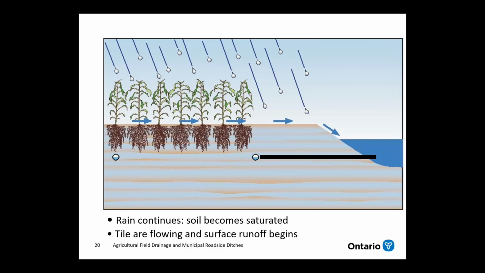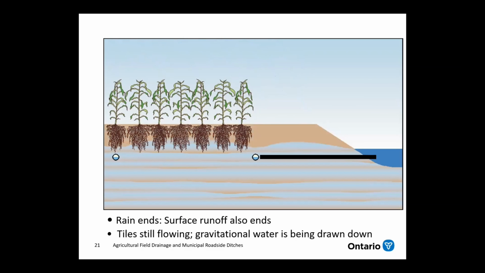Okay, rain continues again. It could be a very high intensity thunderstorm where the rate of infiltration isn't high enough to absorb all the water. And so we end up getting either a soil saturation condition or a very high top level of the soil being saturated, where we now get runoff. So tiles are flowing, as well as we have surface water beginning to flow into the ditch. The rain ends, and so does our surface water runoff eventually.